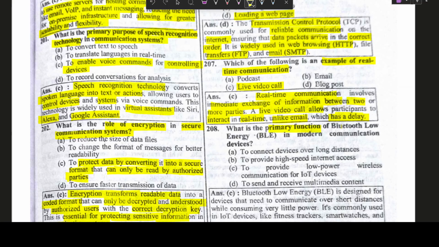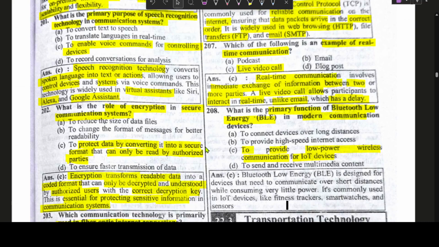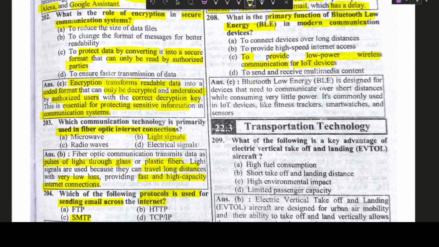What is the primary function of Bluetooth Low Energy, BLE, in modern communication devices? It is to provide low powered wireless communication for IoT. Bluetooth Low Energy is designed for devices that need communication over a short distance while consuming very little power. It is commonly used in IoT devices like fitness trackers, smartwatches, and sensors.